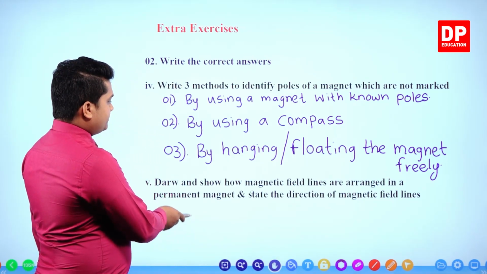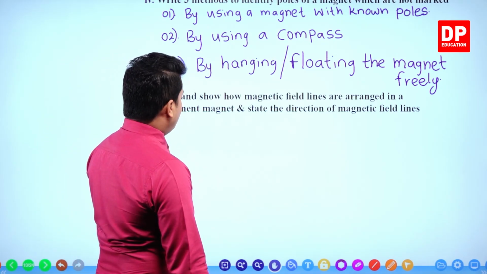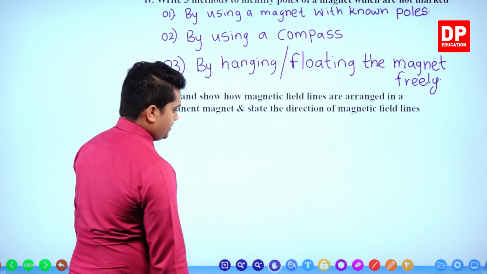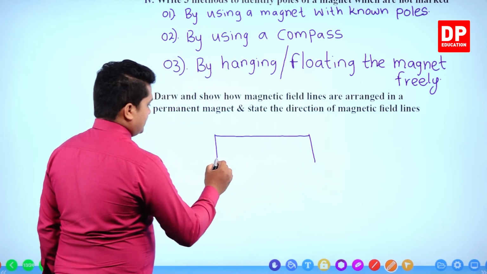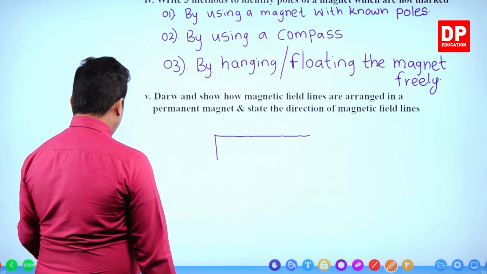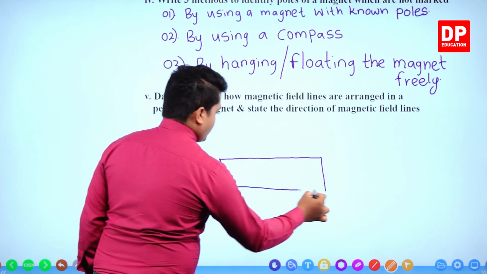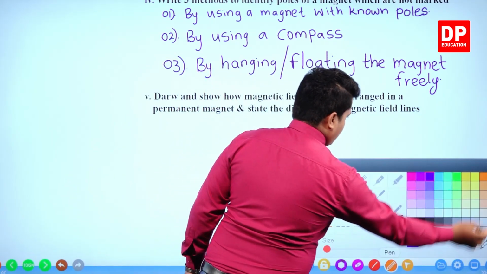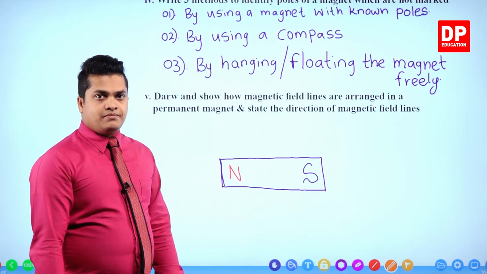Then in the next question, draw and show how magnetic field lines are arranged in a permanent magnet and state the direction of magnetic field lines. Right. We know that magnetic field lines spread from north pole to south pole. Magnetic field lines always spread from north pole to south pole, my dear children. So we'll draw it. South pole. Then I'll use the red color to indicate the north pole. So this is the magnet.